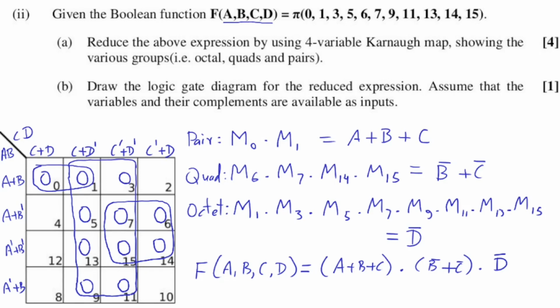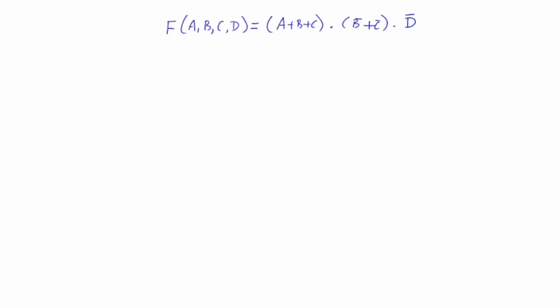And as usual, the second part of the question is asking for the logic gate diagram for the reduced expression. So let's do it. First term is A plus B plus C. That is, we have A, B, and C. And then we will have three lines going into an OR gate because there's a plus in between. Make sure that all these lines touch the gate. So this is first. Then we have B complement plus C complement.